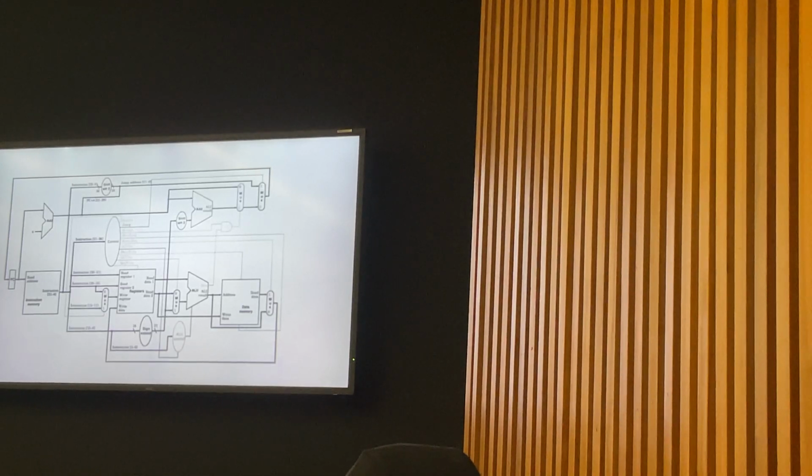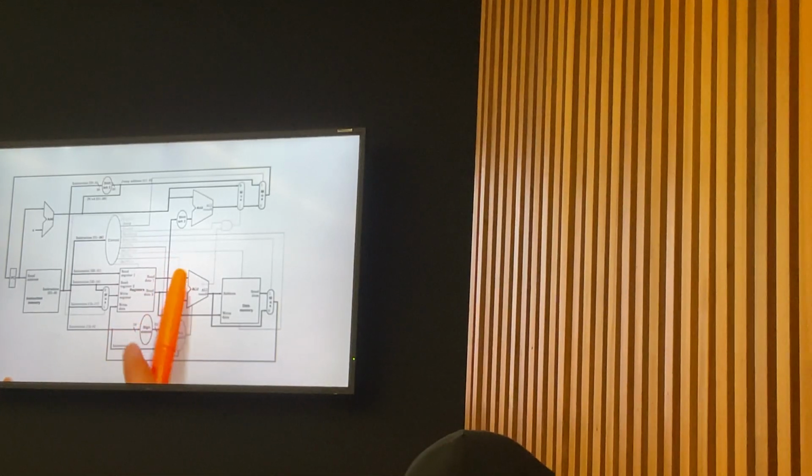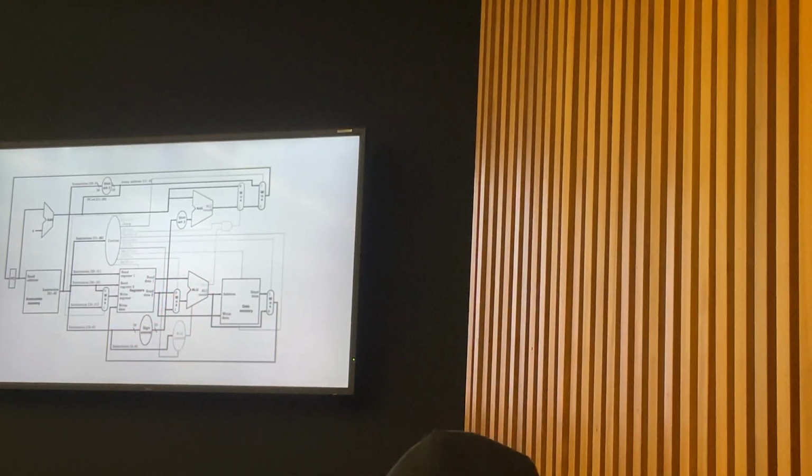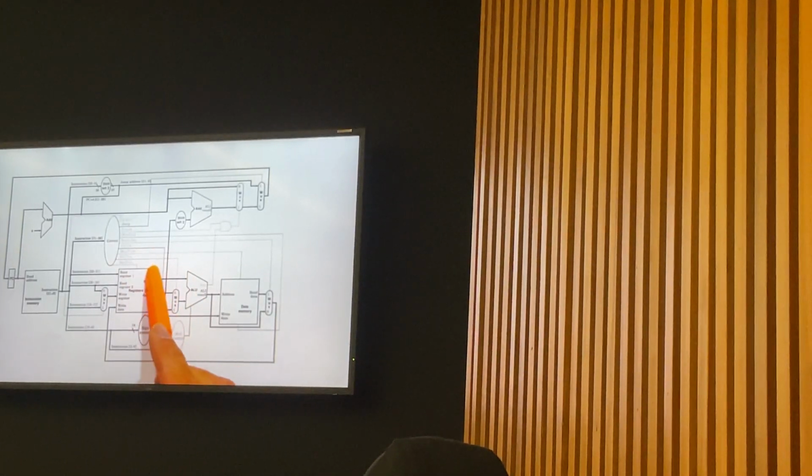In the book, the control signals are all in blue. So we have all these control signals, and when I say tie them, I don't mean literally tie the wires together. But we bring all the control signals and make them an output of the control.